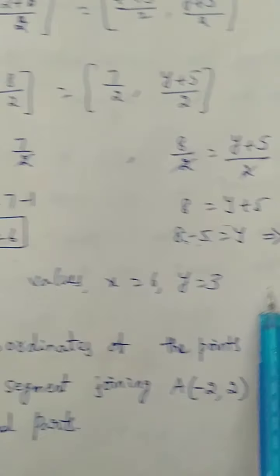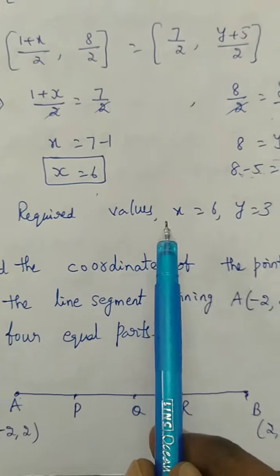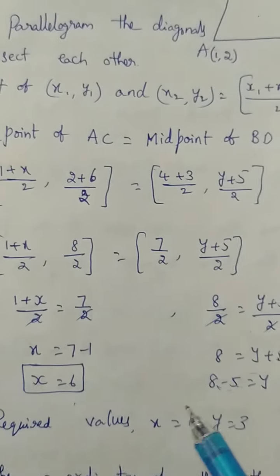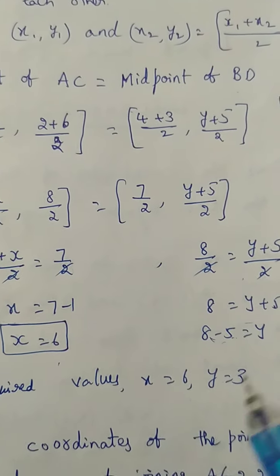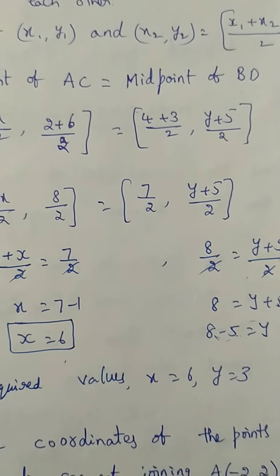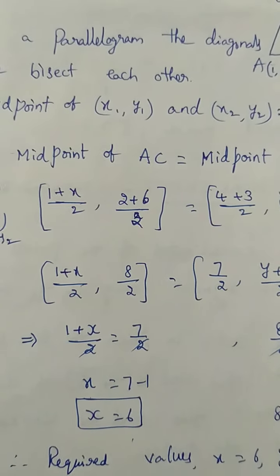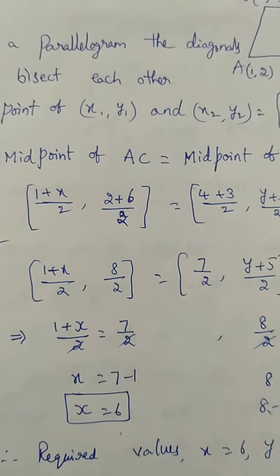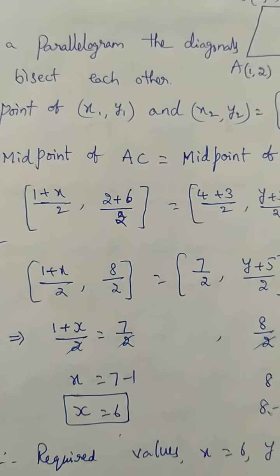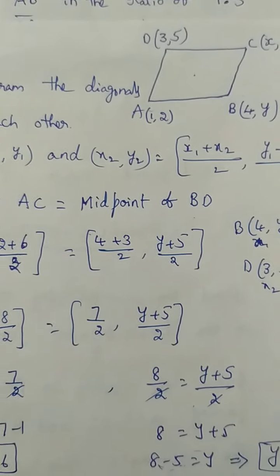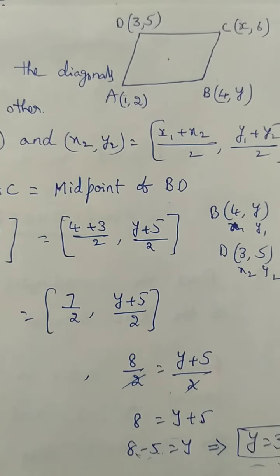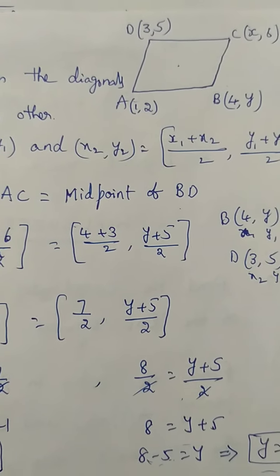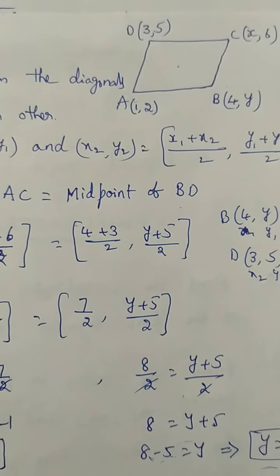Here x is equal to 6 and y is equal to 3. These are the required values in the question. This is the way to find the missing values in the given question. The condition for a parallelogram is that the midpoints of the diagonals are the same, so the diagonals bisect each other in a parallelogram. Not only in a parallelogram: in a square the diagonals also bisect each other, in a rhombus also, and in a rectangle also. Okay, clear?